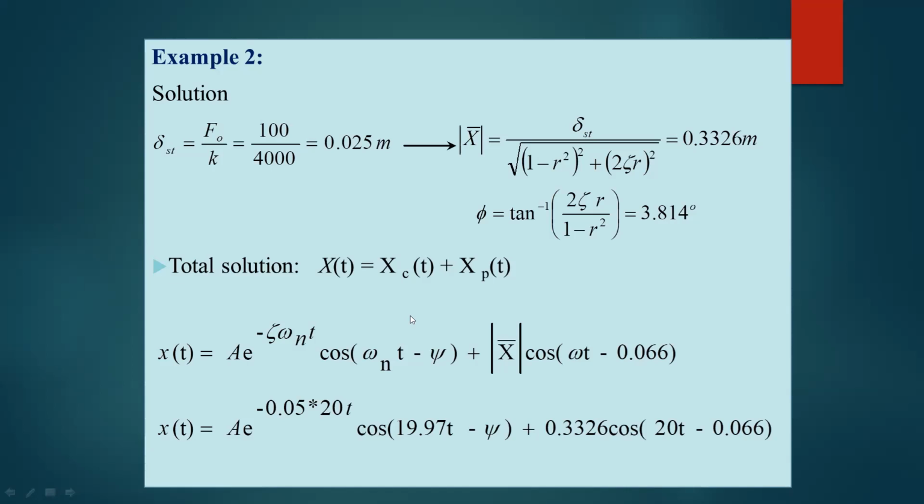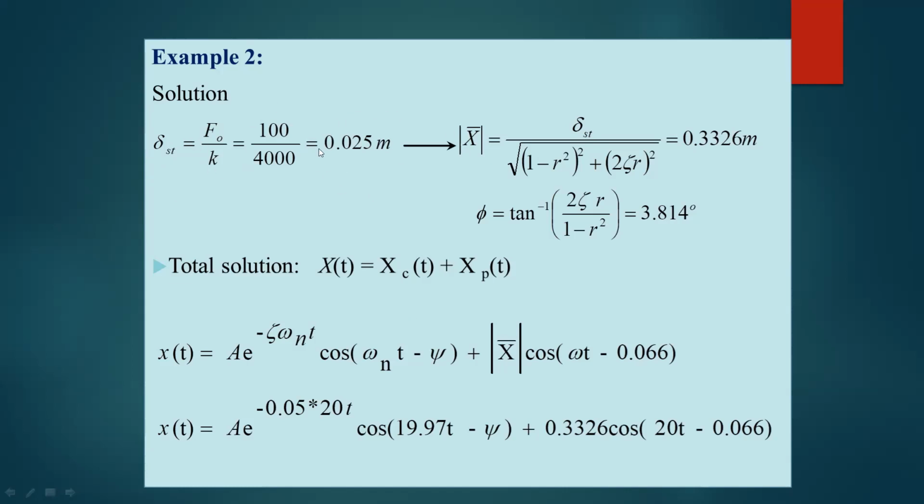Critical region means that R is equal to 1, with a small zeta value. That means we are on the way to having resonance, so a damper should be applied to avoid the resonance condition. Is it clear? Yes, it's clear. So now in the solution, the static deflection is F naught over K.